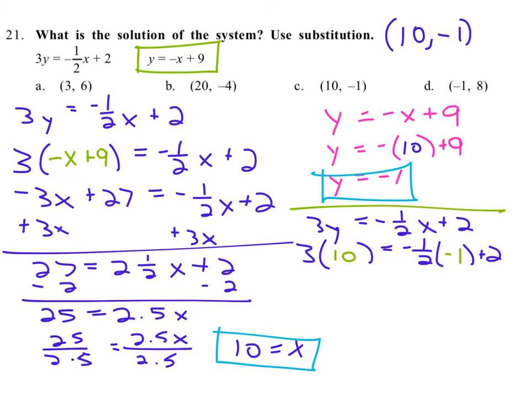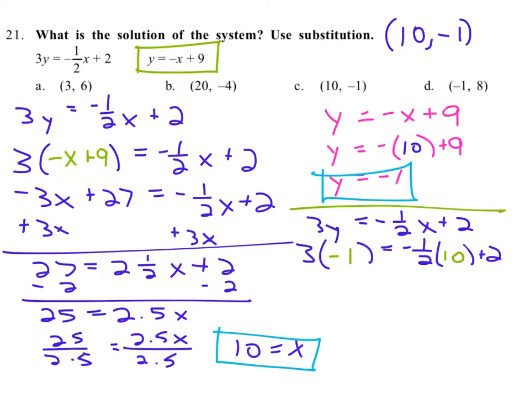Oh, silly me. Be careful. Don't make that mistake. I plugged in 10 for y, not 10 for x. If you do that, clearly you can see that 30 doesn't equal like 2.5. That's my mistake because I didn't put it in the right place. So be careful about that. It's got to go right in where it's supposed to go. Y is equal to negative 1, and x is equal to 10, like that.